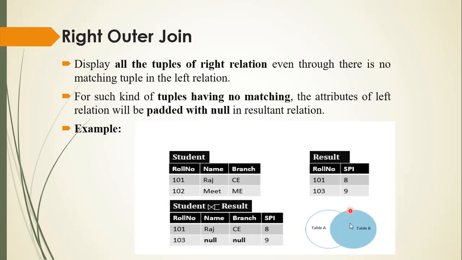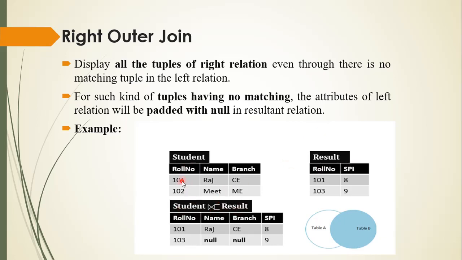Now next is right outer join. As the name suggests, it displays all the tuples of the right relation. Even though there is no matching tuple in the left relation, for such tuples having no matching, the attributes of the left relation will be padded with null in the resultant relation. So here we have student and result. Now, student right outer join result.